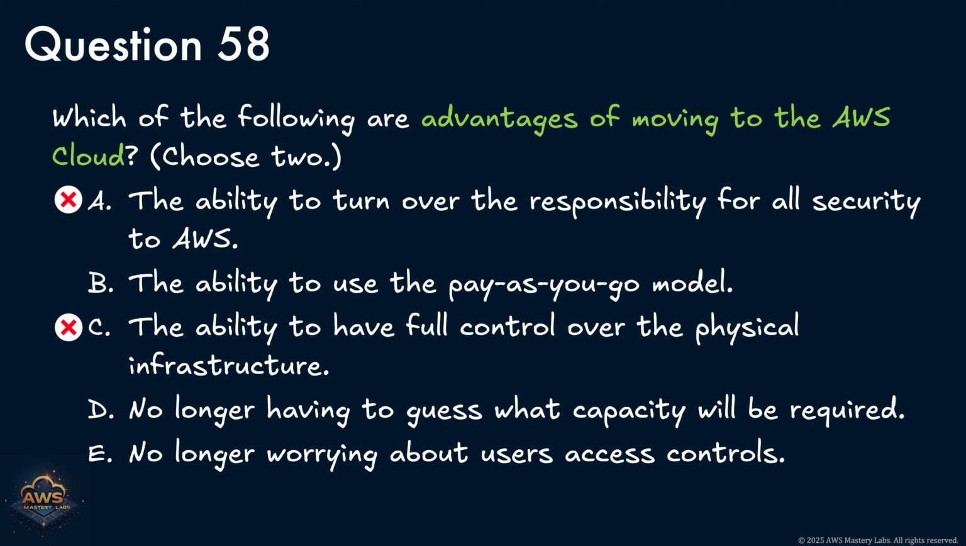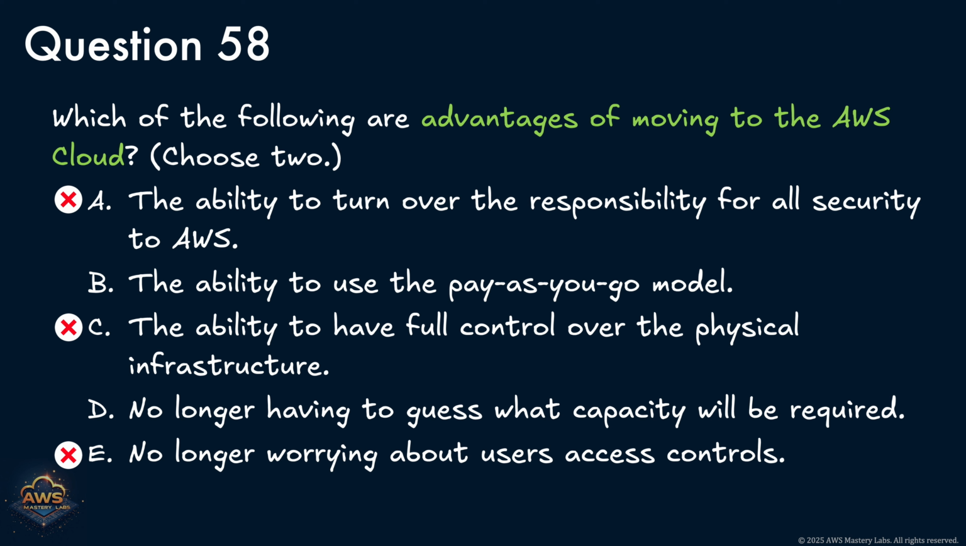Option C, the ability to have full control over the physical infrastructure. When moving to AWS, you are deliberately abstracted away from the physical infrastructure. You no longer manage servers, racks, or power. This is part of the AWS value, letting AWS manage that for you. So you actually lose that control, but gain agility and focus. Incorrect, because you give up control of physical infrastructure in exchange for managed services and scalability.